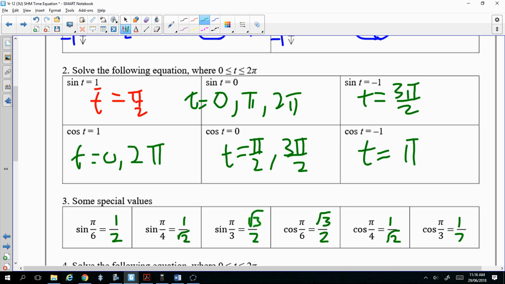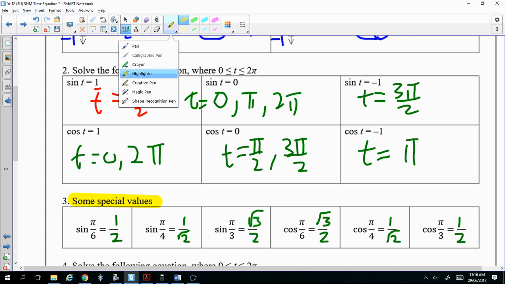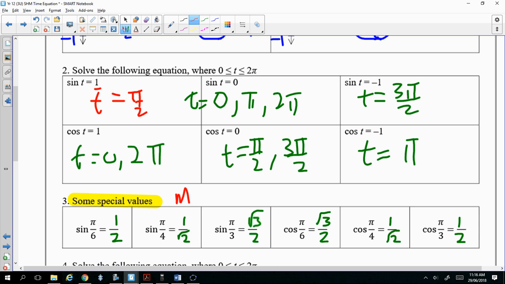So I really recommend you to memorize these. Memorize. It will help you to do the question. Think about these values. They will be useful later on. Okay, let's move on. What's the next bit?